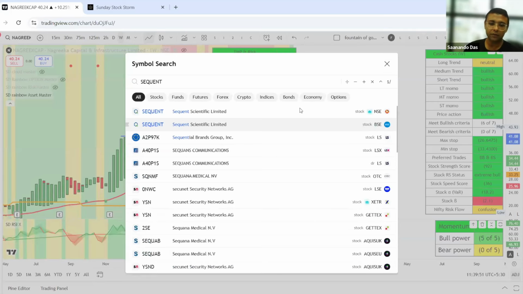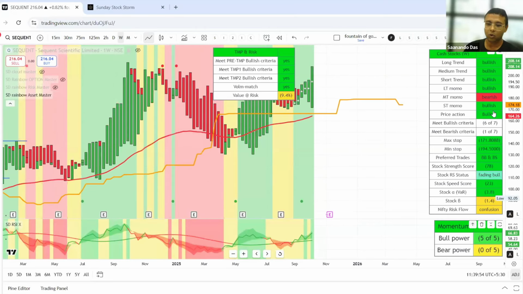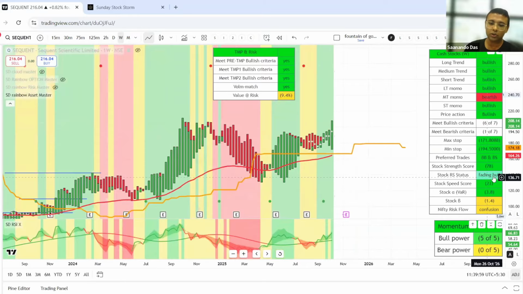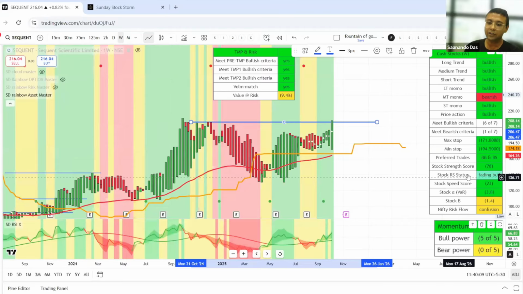Sequent Scientific. Overall going strong, but as all the scores are not satisfying, the RS status is fading bull. So I manage with the quantity.